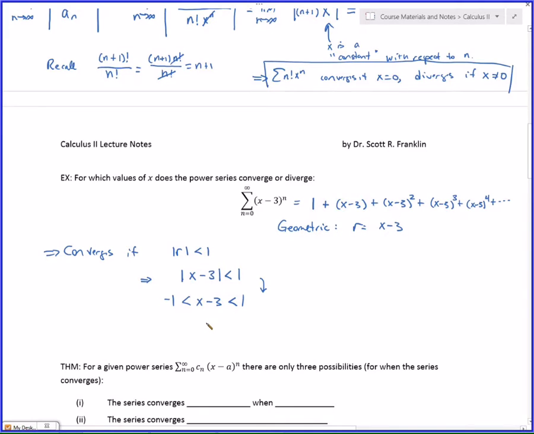And then to solve that for x, add 3 to all three sides. You get x is smaller than 4 and bigger than 2. Okay? Or in interval notation, I would write it as the interval from 2 to 4.